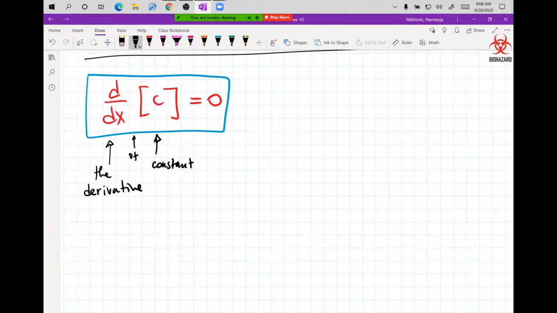The derivative of a constant is always 0, because you can also say the change of the constant. Constant is a concept. A constant doesn't change, right? So the derivative of the constant is 0. The change of a constant is 0. The derivative of the constant is 0.